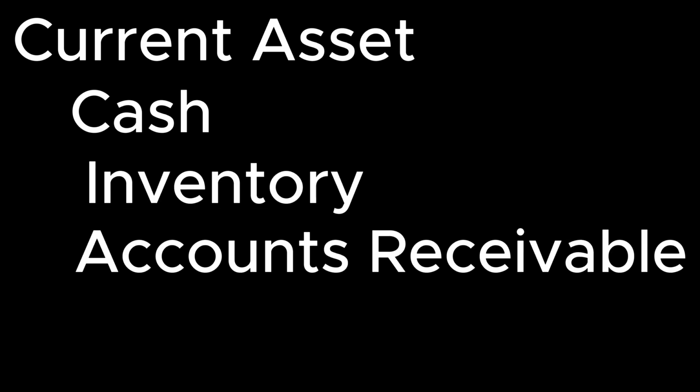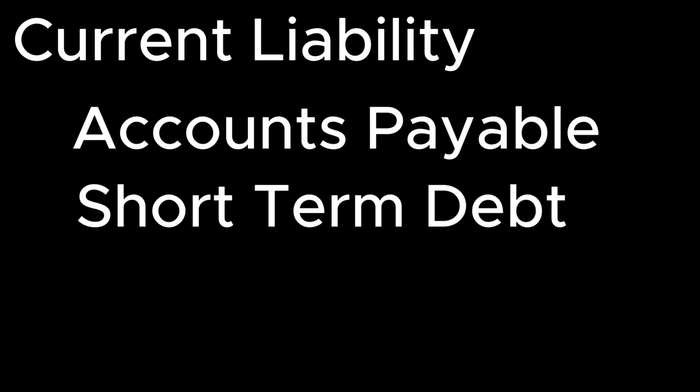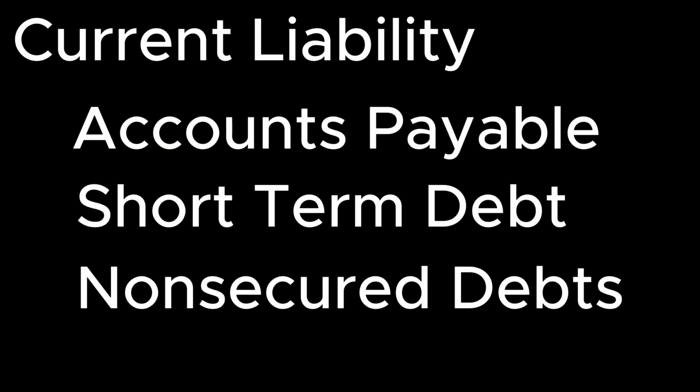Now, you might be wondering what's a current asset and what's a current liability. Your current assets would include items such as cash, inventory, accounts receivable, and other assets that will turn into cash within 1 year. And your current liabilities would be accounts payable, short-term debt, your credit cards, and other obligations that are due within the next 12 months.